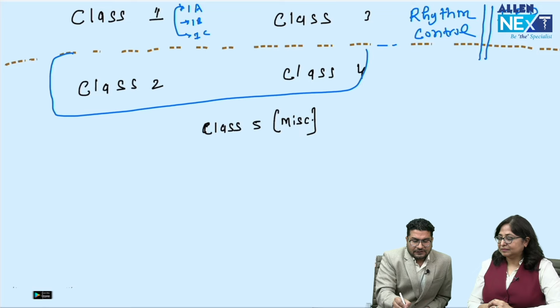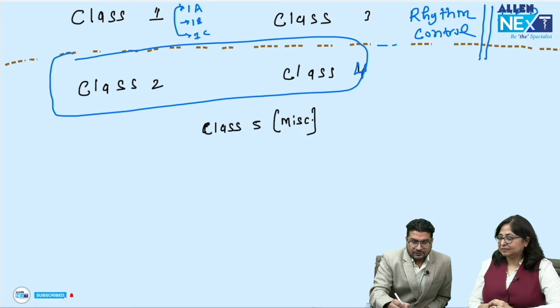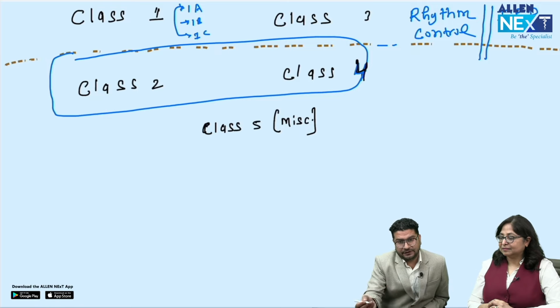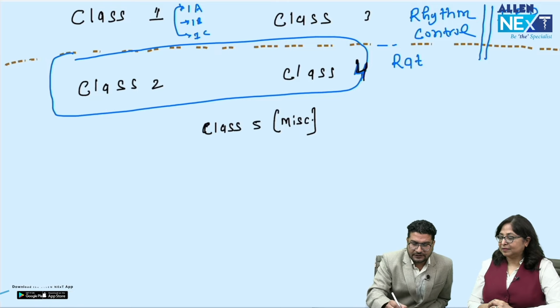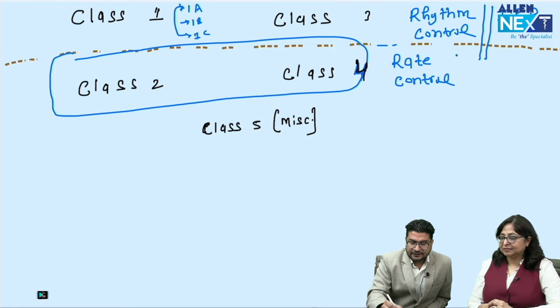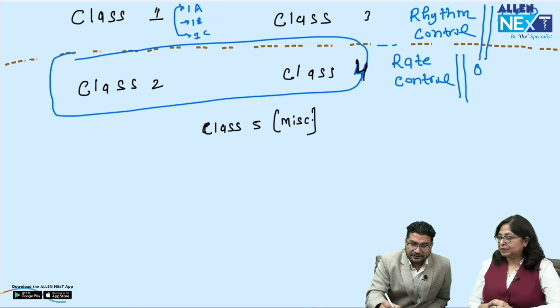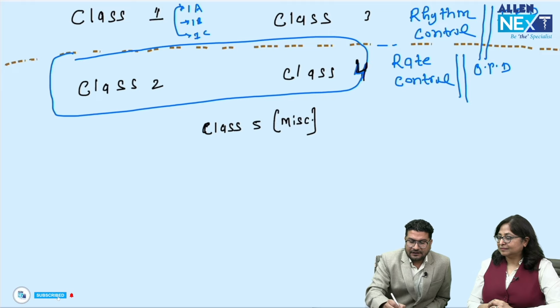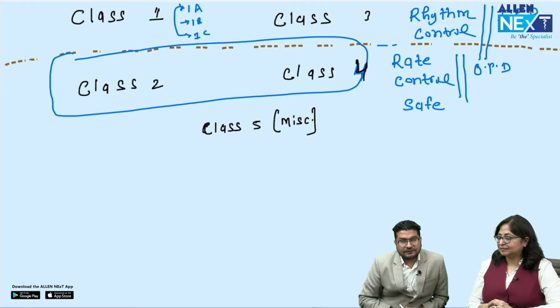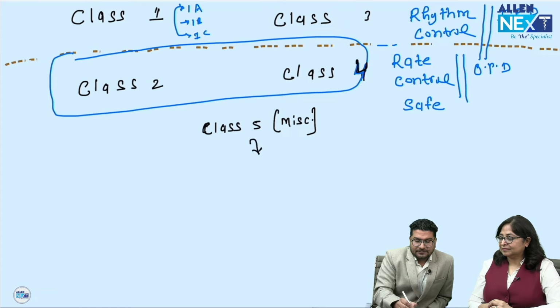Class 2 or class 4, these classes of drugs are relatively more safe. These are what we call a rate control strategy, and we can give these drugs to the patient when discharging them on an OPD basis. They are relatively more safe. Now understand: class 1 and class 3, rhythm control strategy, IPD basis; class 2 and class 4, rate control strategy, OPD basis. Then class 5 is a miscellaneous class.